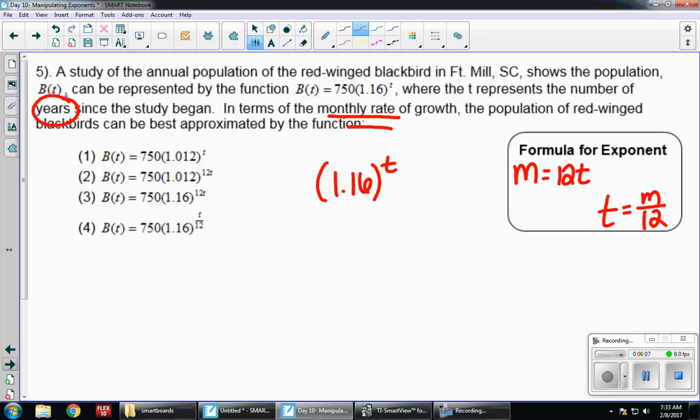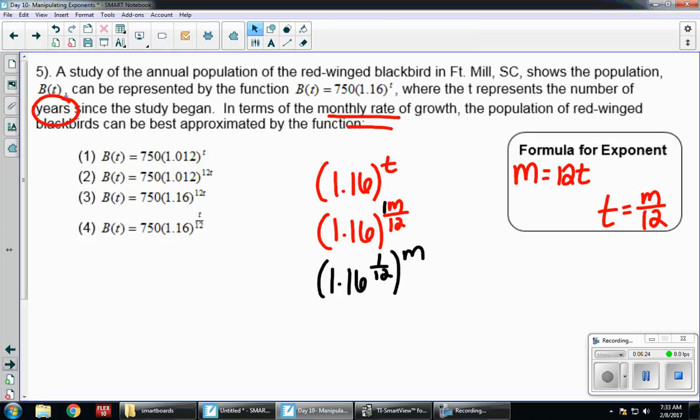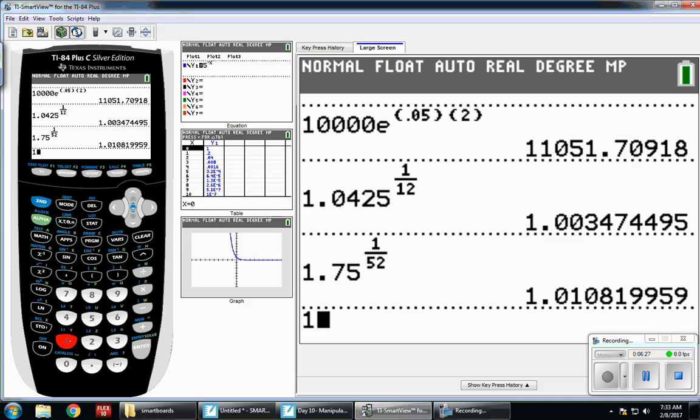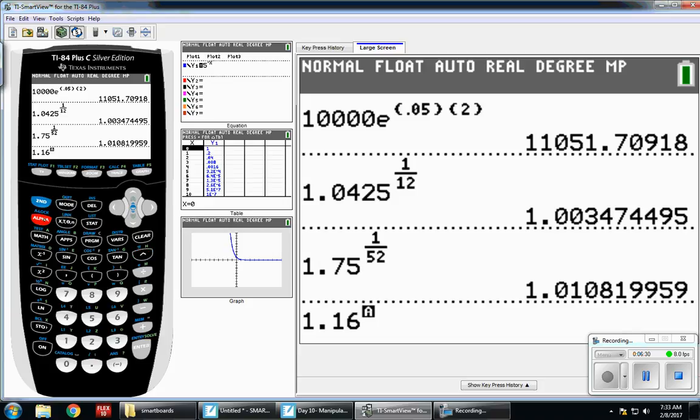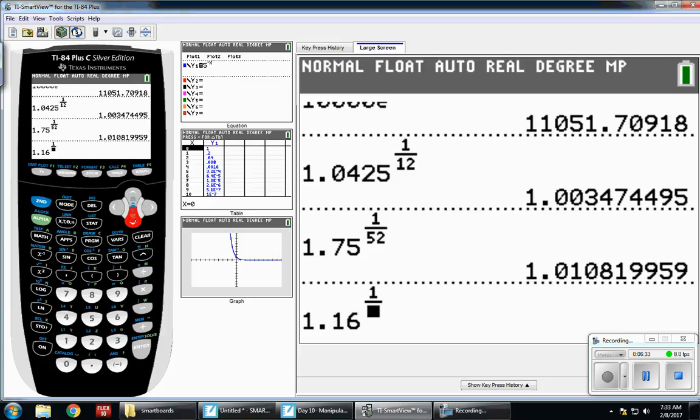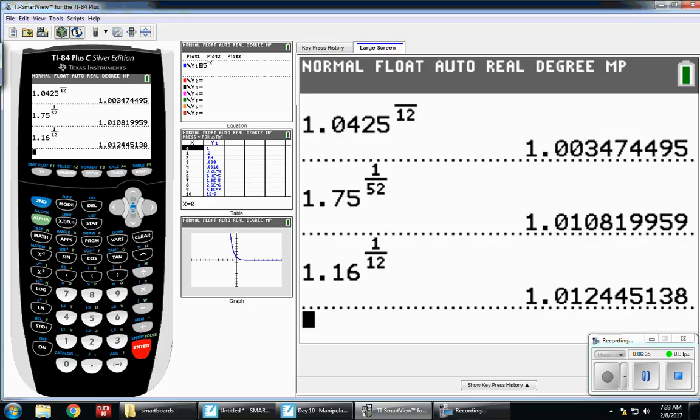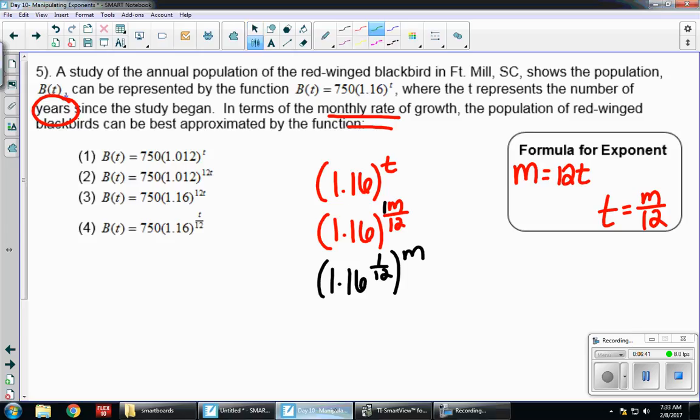So I have 1.16 to the t. Now I'm going to take that and replace it with my m over 12. And I'm going to take my exponents and separate them. So 1.16 to the 1/12 to the m. So I'm going back to my calculator. 1.16 to the power of 1/12. So I have 1.0124 to the m power.